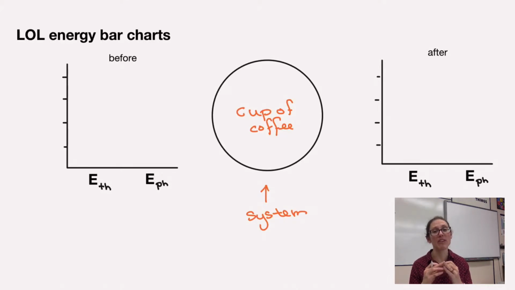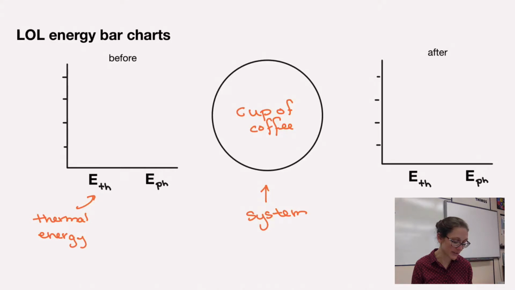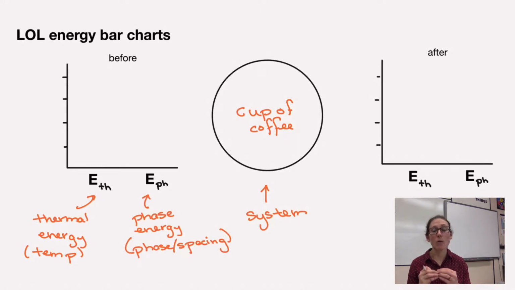Now, these are going to be represented as blocks. So yeah, there's kind of like a number of blocks, but this is very qualitative as we're working. So our thermal energy will be the energy of motion or a measure of the temperature of our system. The EPH is the phase energy. So this is talking about the state or the spacing of the particles. And what we're going to be able to do is make some generalizations.